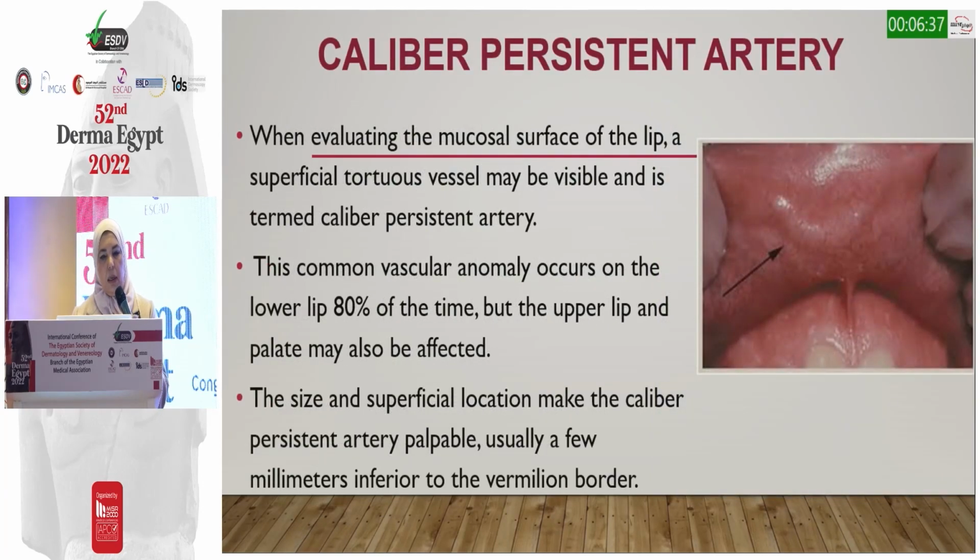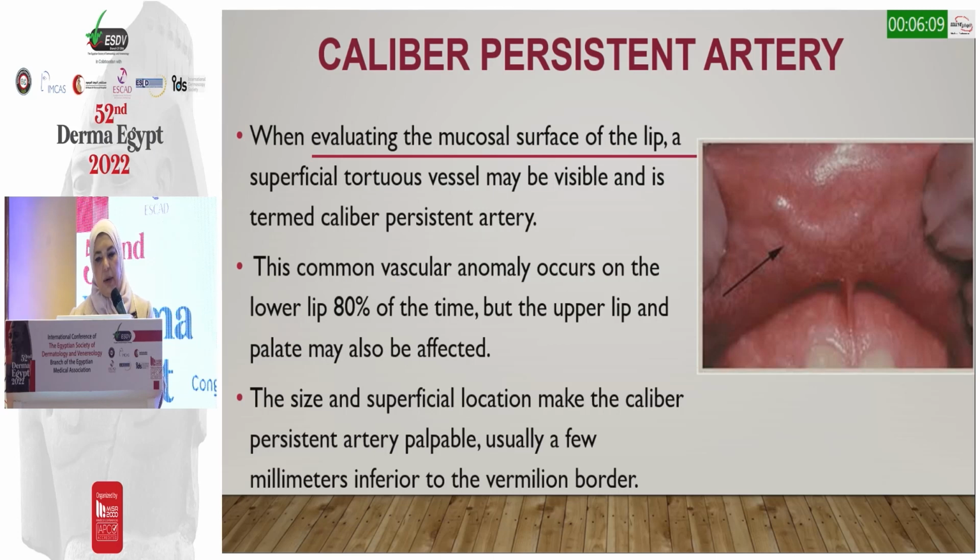Caliber-persistent artery, this is to some extent a congenital abnormality. When evaluating the mucosal surface of the lip, a superficial tortuous vessel may be visible and is termed caliber-persistent artery. مجرد ان احنا نقلب اللور لب بنلاقي الارتري انجورجد بالشكل ده. الحقيقه الليجن دي ممكن نكون بنشوفها كتير لكن we miss the diagnosis.